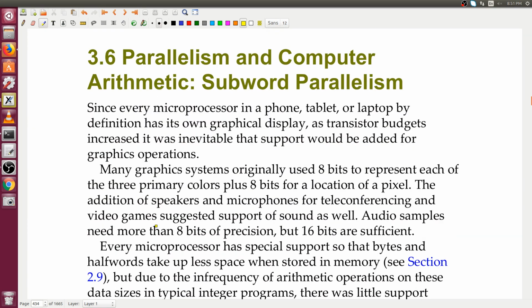Okay, so let's talk about parallelism for a second. Parallelism is where we get most of our performance. So let's see what they have to say.